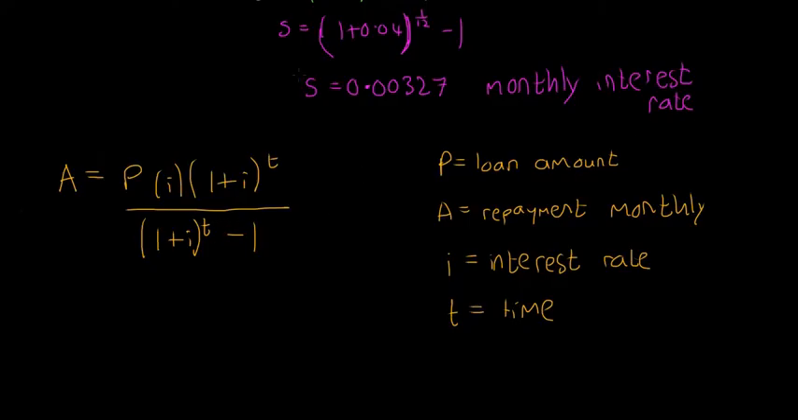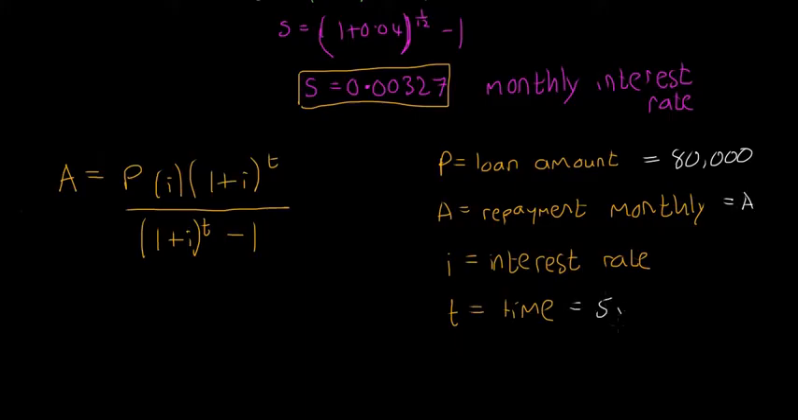So the numbers we have are S is equal to 0.00327. Then we also have the loan amount is equal to 80,000. We're looking for A, and then the time is 5 years, and that's 60 months. All right, so we can stick all of that into our formula.